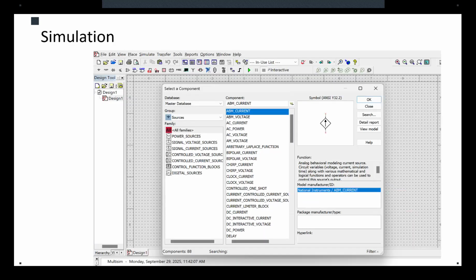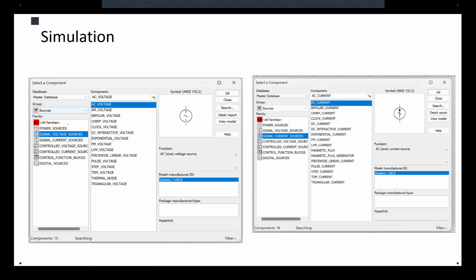For the sources, we want the step function. So you choose the group source, and in the group source, you have signal voltage source and signal current source. For RC and RLC, we had voltage source. For RL, we had current source. So you choose the signal voltage source, and here you have the step voltage. Is that clear? Same goes for the current. You choose the current source, you have the step current. Okay?